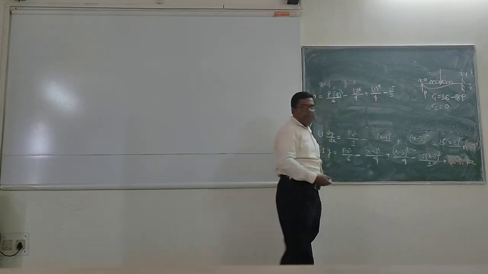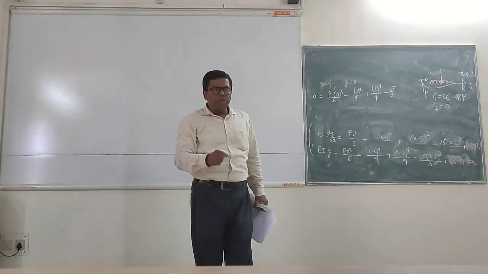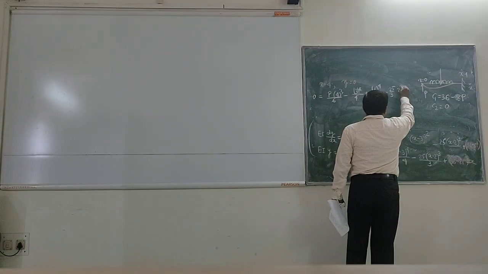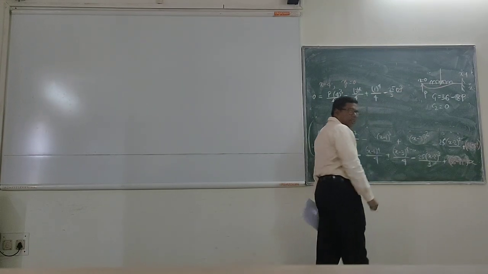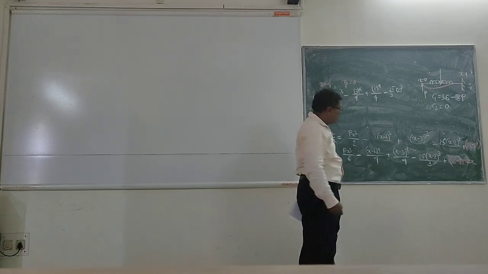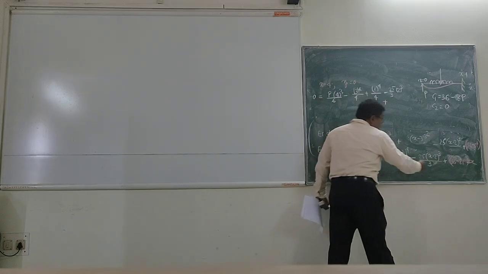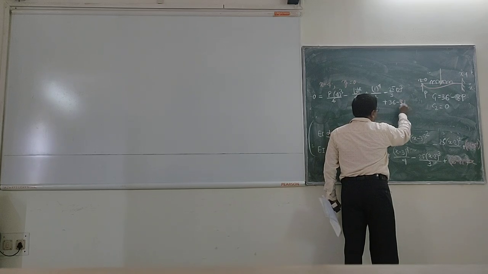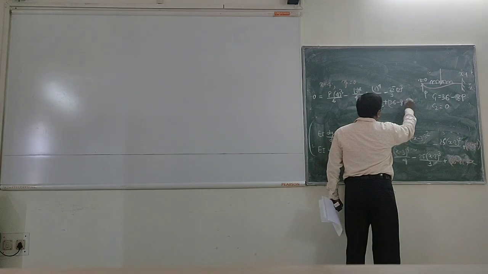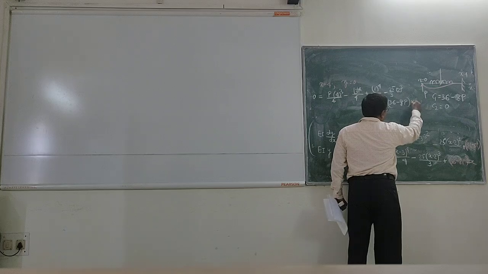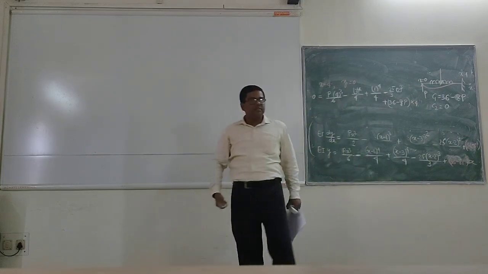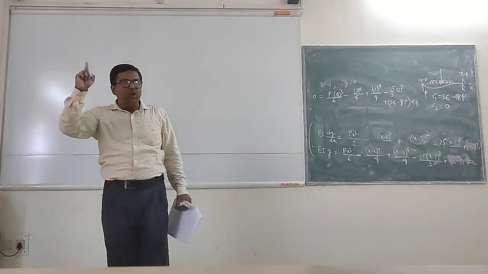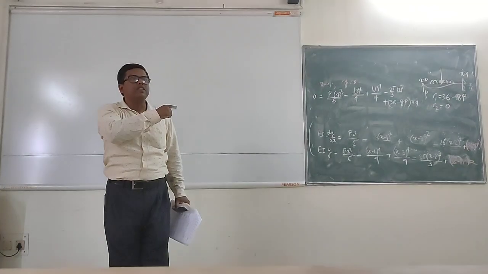(x minus 2), meaning 4 minus 2, so 2 to the power 3. Clear? Plus, don't miss out this term, 36 minus 8P, into. Now you simplify this. In this equation, you now have only one unknown, that is P. So you will be able to find out P from this.